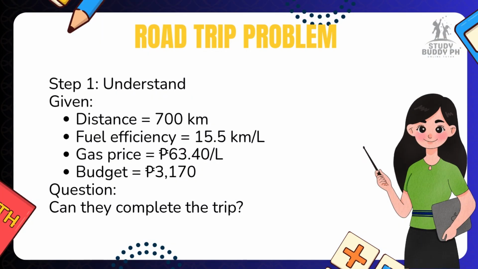Step 1. Understand. Given. Distance equals 700 kilometers. Fuel efficiency equals 15.5 kilometers per liter. Gas price equals 63 pesos and 40 centavos per liter. Budget equals 3,170 pesos. Question: can they complete the trip?